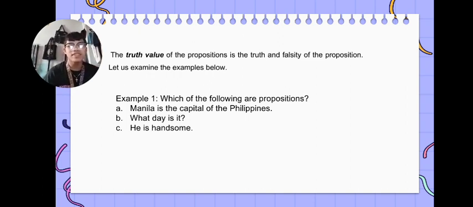Next is "What day is it?" It cannot be categorized as true or false, and therefore it is not a proposition. Next is "He is handsome." The sentence is neither true nor false because "he" is not specified, thus it is not a proposition.